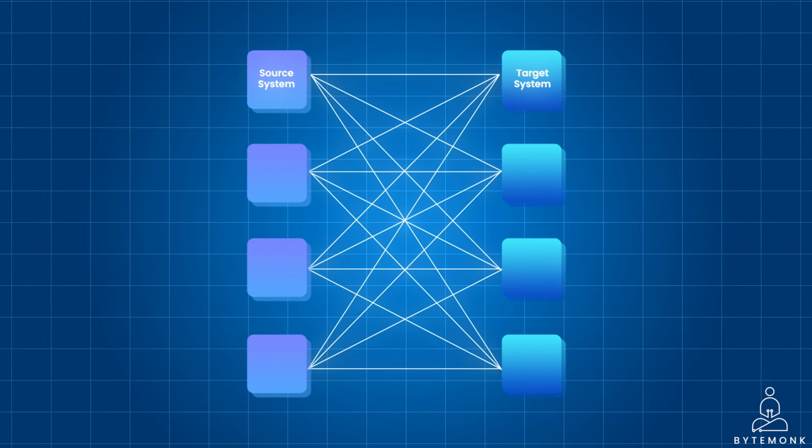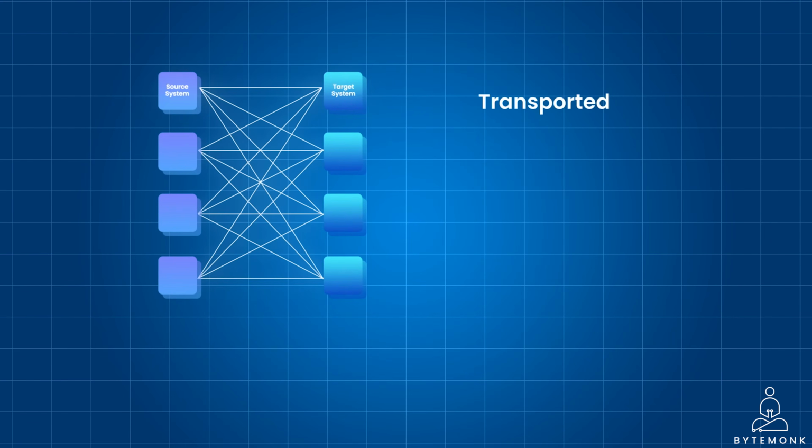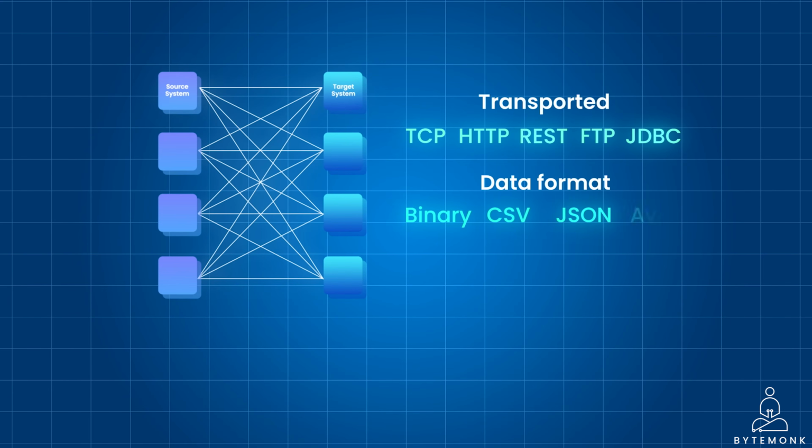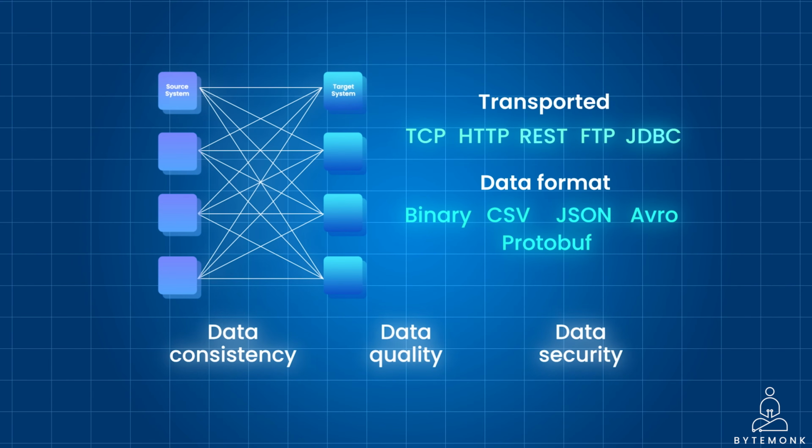to make everything work. Each integration involves several complexities, such as protocol differences, that is, data can be transmitted over TCP, HTTP, REST, FTP, JDBC, etc. Or data format concerns, that is, the data itself can be binary or CSV, JSON, Avro, or protobuf, etc. Additionally, each source system experiences increased load due to the numerous connections and requests for data extraction. So basically, data integration presents various challenges when dealing with multiple source and target systems. Ensuring data consistency, maintaining data quality, protecting data security, and achieving efficiency and scalability are key challenges.